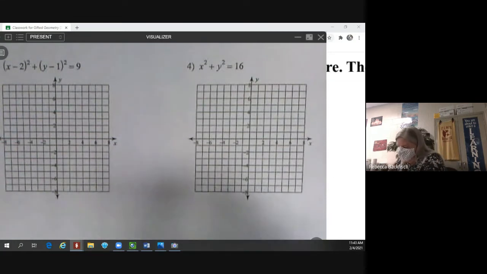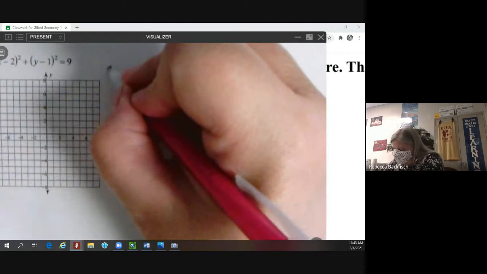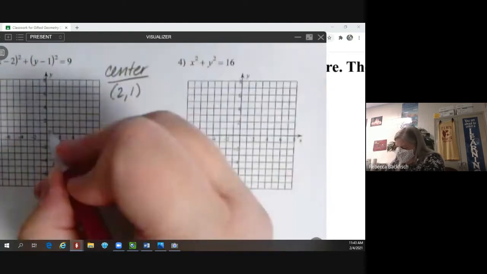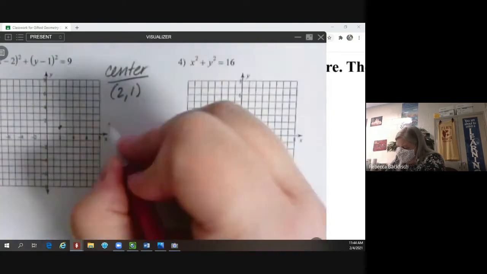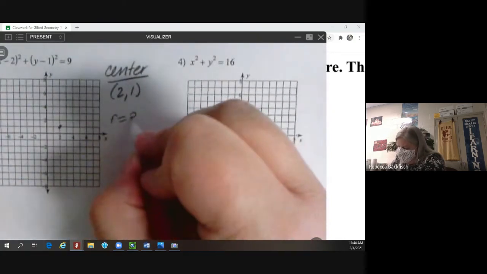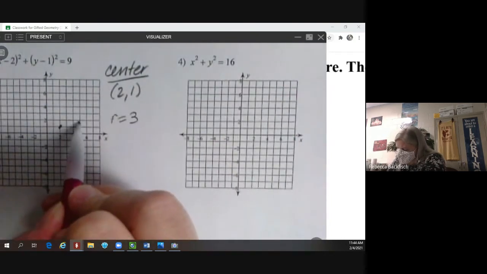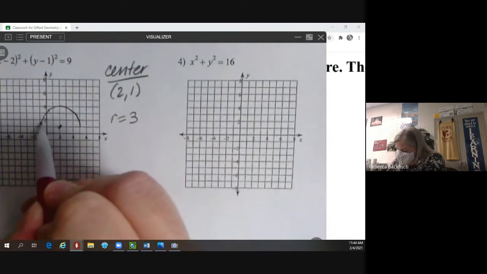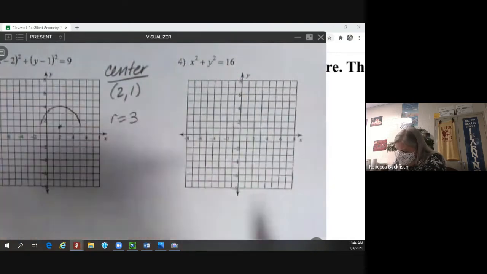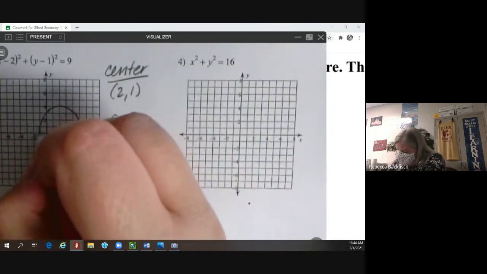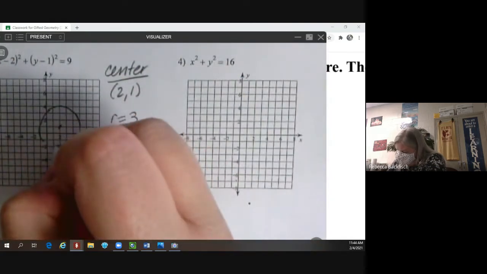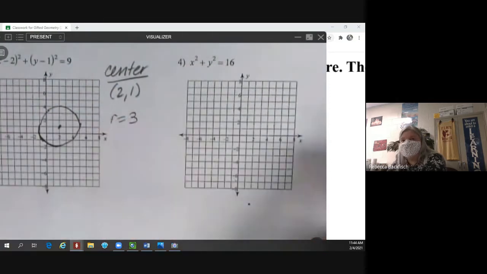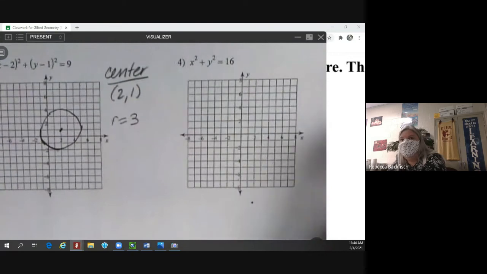All right, so on this one, my center is where? 2, 1. So right there. My radius is 3. So 3 to the right, 3 up. Ooh. 3 to the left, and 3 down. That didn't go well right there. Okay, so there's my graph.